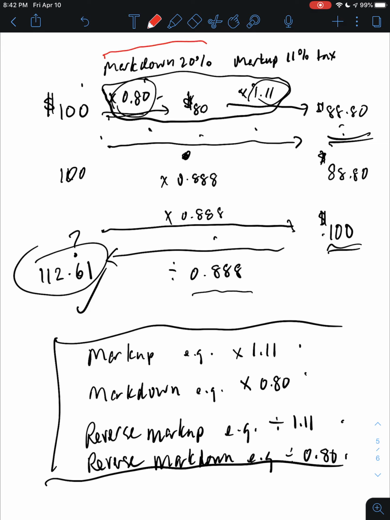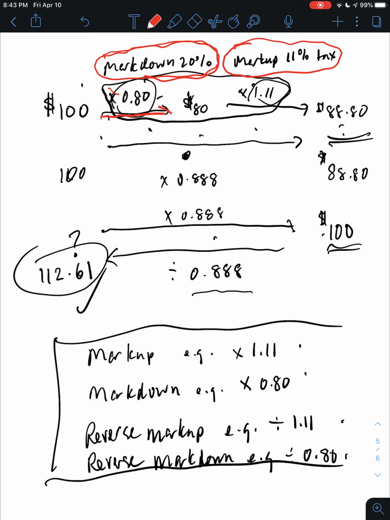Here I'm at a store. They've got a sale on. I'm marking everything down from the sticker price by 20%. However, I still have to pay 11% tax on the markdown cost. So first I do the markdown, then I do the markup. And so I try to make this calculation as painless as possible.